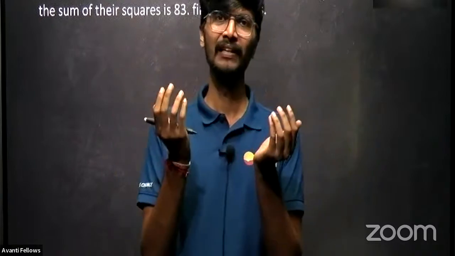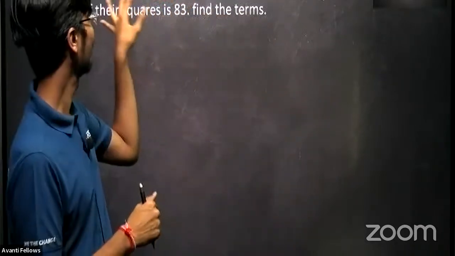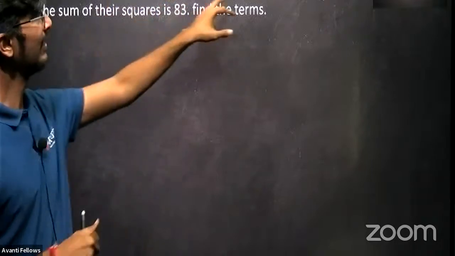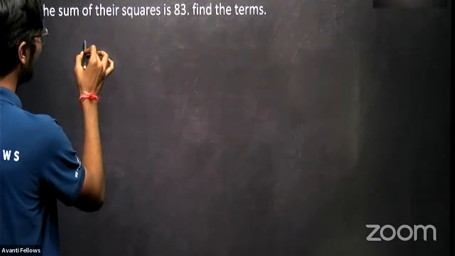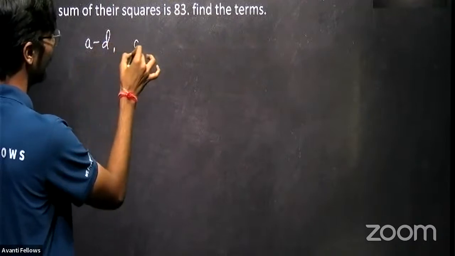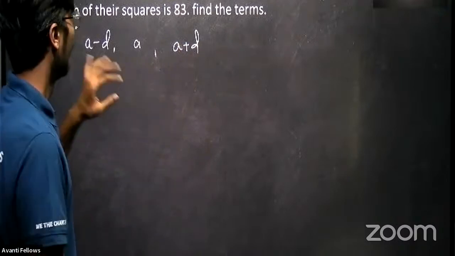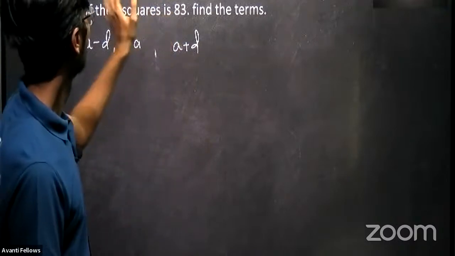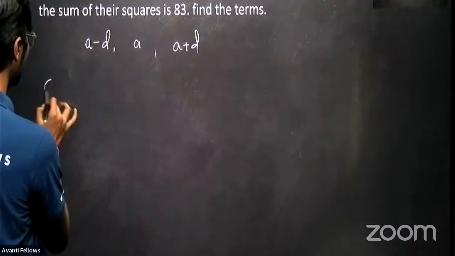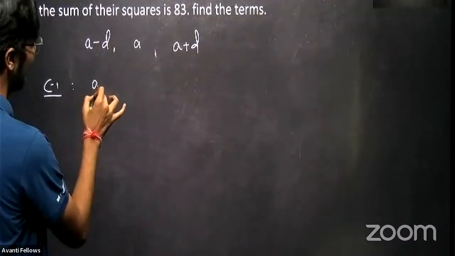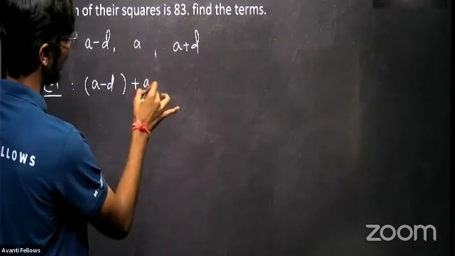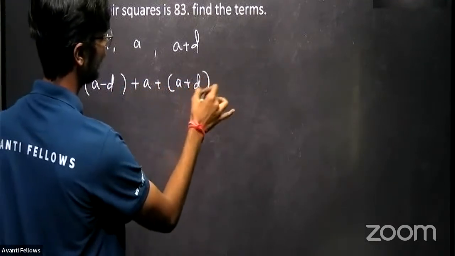We have a predefined method, predefined terms which we can assume if the terms are 3. So if our terms are 3 of an AP, we can say let the terms be A minus D, I hope you remember this, A and A plus D. So let the terms be these 3. Now, what is given? Sum of these terms. So first, condition 1, it is given A minus D plus A plus A plus D is 15.